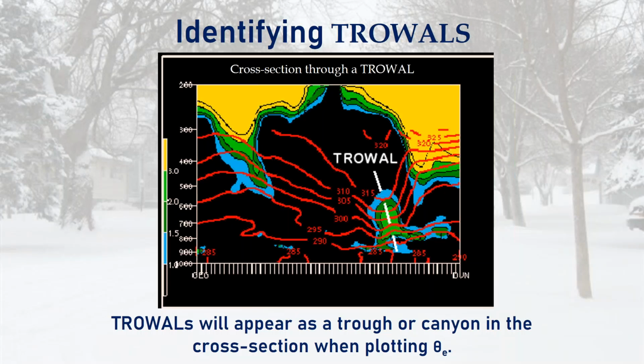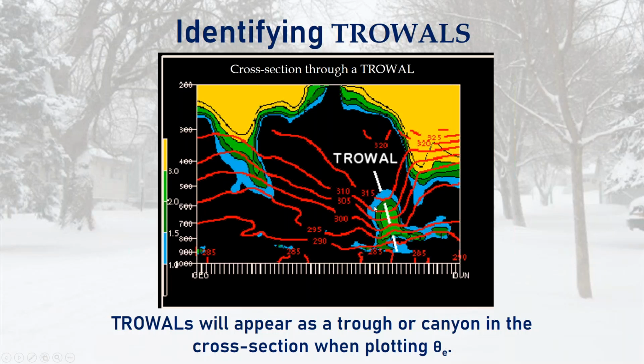So I'm old school, so you get to see GEMPACK graphics, which probably not many people do anymore. But I can't find a better example of a TROWAL in a cross section than this, so that's why I use this. This is theta E in a cross section in red. Potential vorticity is shaded. What the TROWAL looks like in a cross section, if you just take any cross section through a theta E ridge at 700, say, with a significant cyclone, is a trough or a canyon of warm, moist air surrounded by colder, drier air to each side.